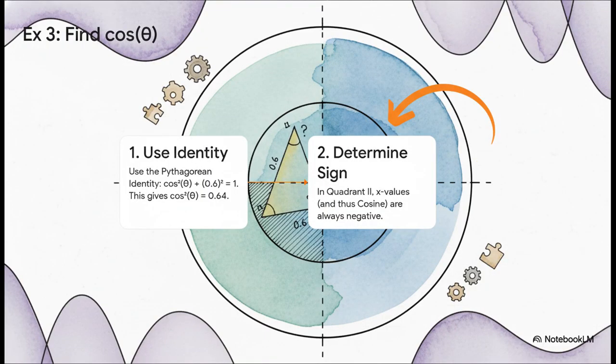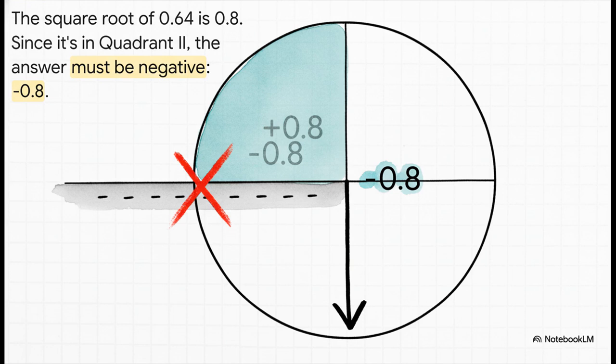All right, for our last example, let's switch things up a bit. This one's kind of like a puzzle. We're told the sine of an angle is 0.6, and we know it's in quadrant 2. We need to find the cosine. Well, we know that on the unit circle, x squared plus y squared always equals 1. So we can say cosine squared plus sine squared equals 1. Let's plug in 0.6 for sine, which gives us cosine squared plus 0.36 equals 1. A little quick subtraction, and we find that cosine squared must be 0.64. So we take the square root of 0.64, which is 0.8.